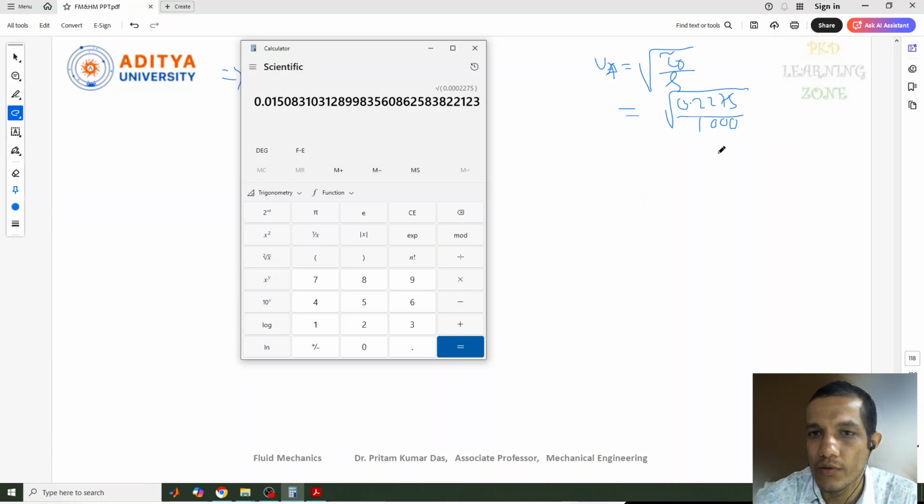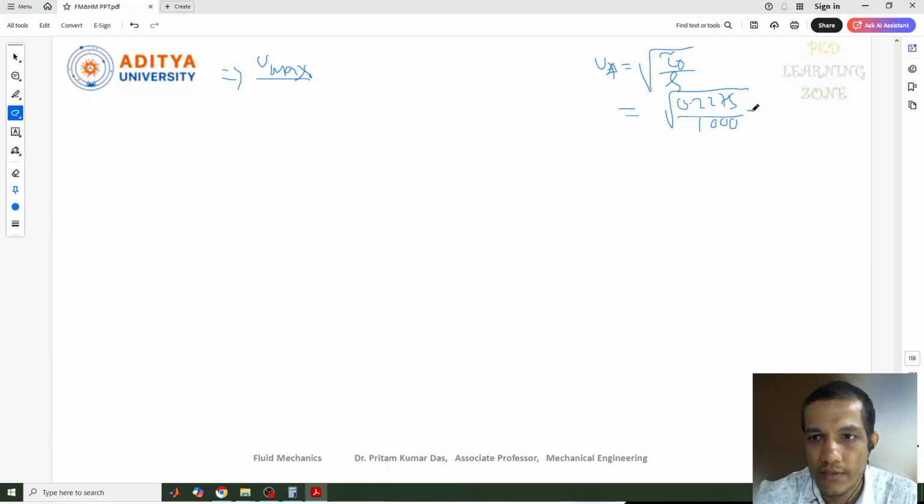So 0.0151 we can write. So this is 0.0151 meter per second. So this is u star. U star is nothing but the shear velocity. So this value we will put it here.